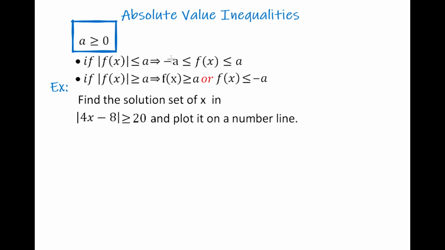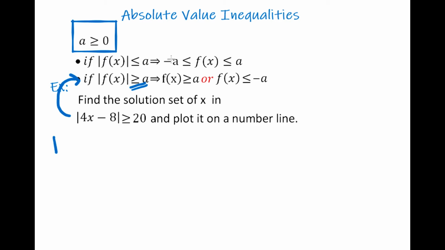Okay, guys, we have another question and it says find the solution set of x in the absolute value 4x minus 8 and that is greater than or equal to 20, and in this case find the solution and plot it on the number line. Here, as you can see, this question looks like the second case that we have here, right? Because there is greater than or equal to, or greater is the same thing. The same rule applies.